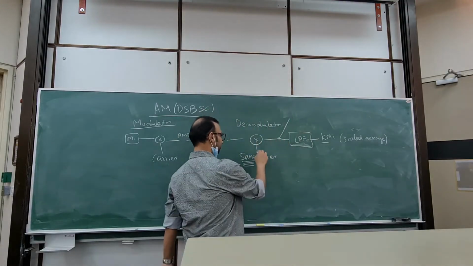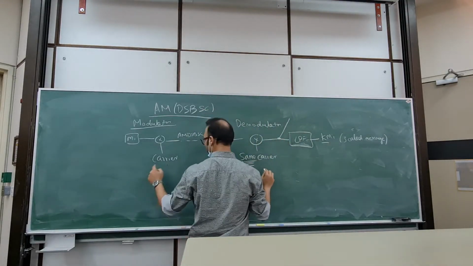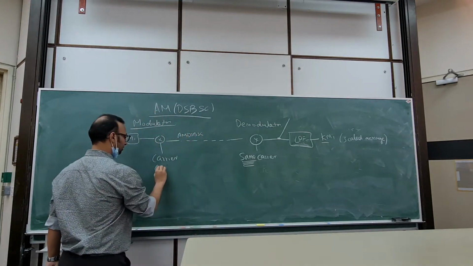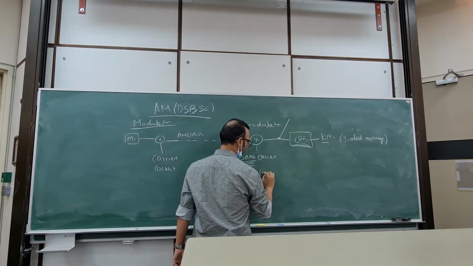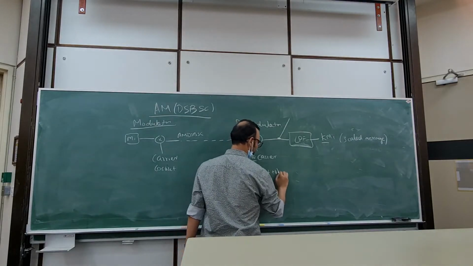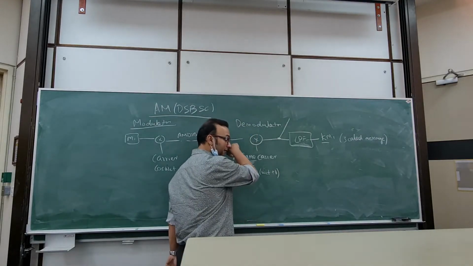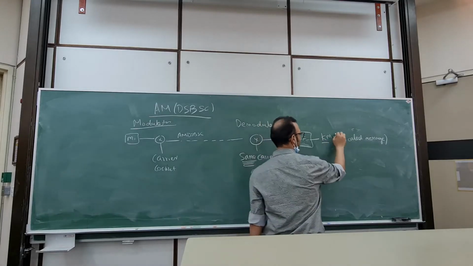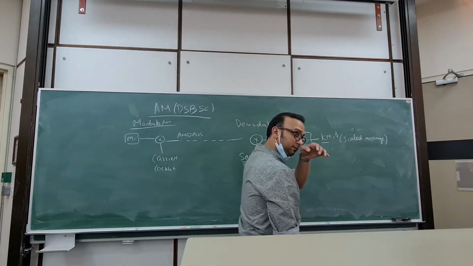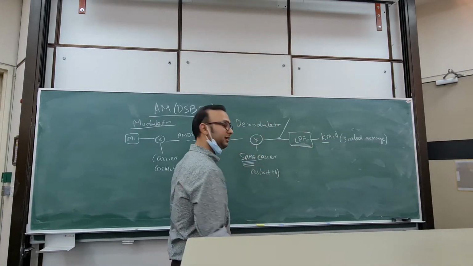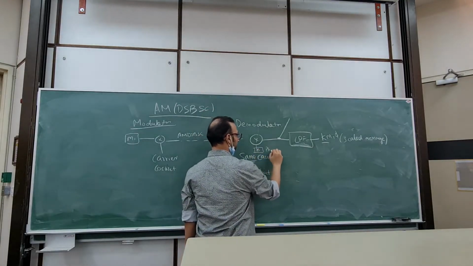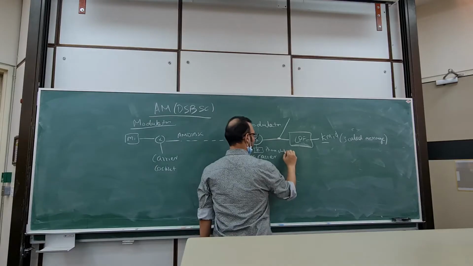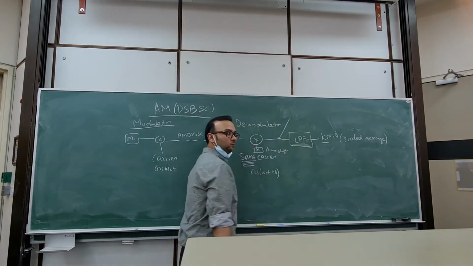Obviously, if this one has a phase shift, suppose this one is cosine omega ct and this one is cosine omega ct plus phi, right? So I will not have M1, I will have M1 phi. So how can I solve it? Use a phase shifter.